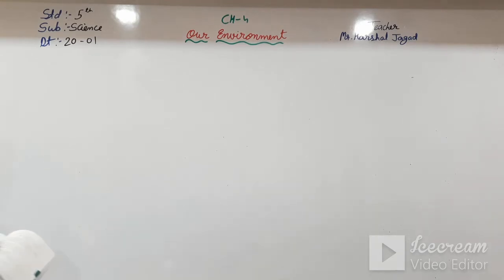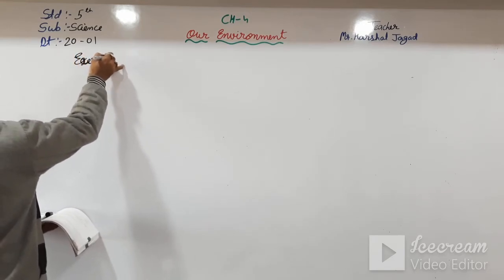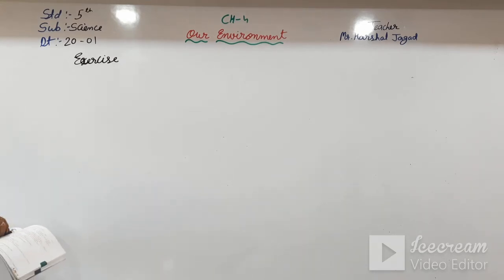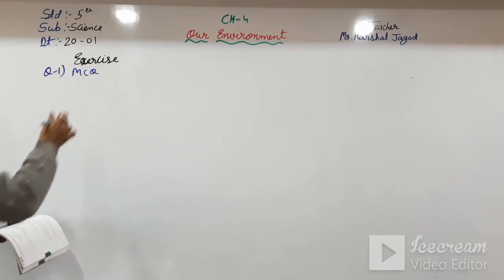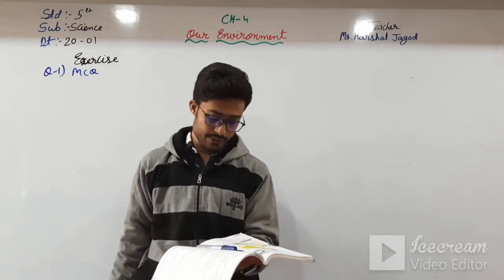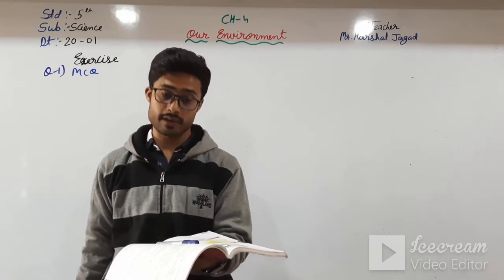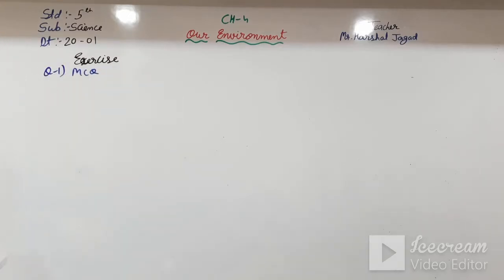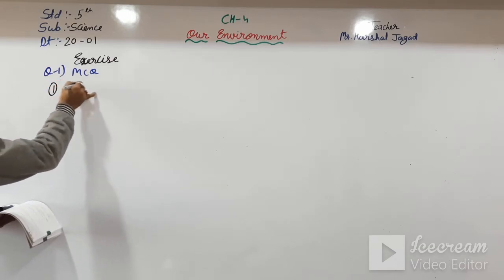So in the exercise, question number 1, that is choose the correct answer, that is MCQ. Here the first one: a big city produces thousands of dash of garbage daily: kilos, thousands of tons, or thousands of meters. So here the answer will be the first one, that is thousands of tons.